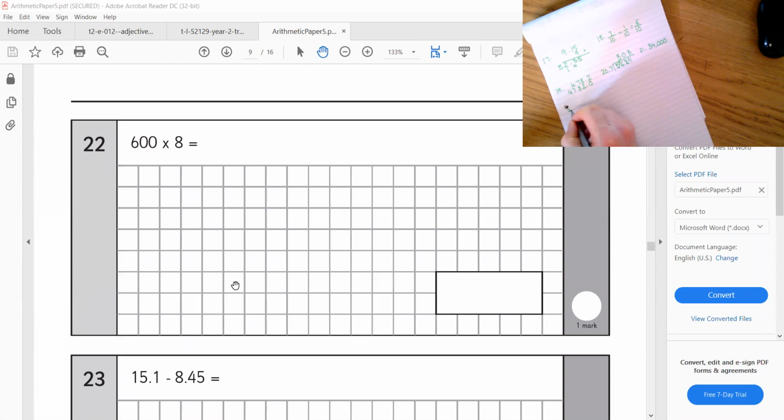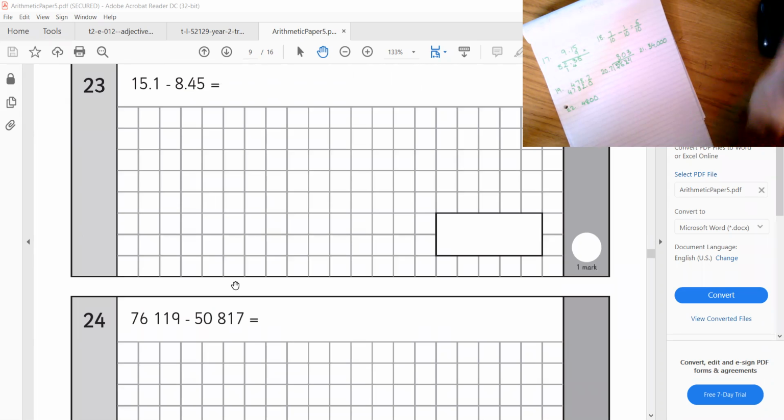Question 22. 600 times 8. Well, again, this is just 6 times 8, isn't it? 6 times 7 is 42. 6 times 8 then is 48. So 48 times it by 100 then. So it should have ended up with 4,800.